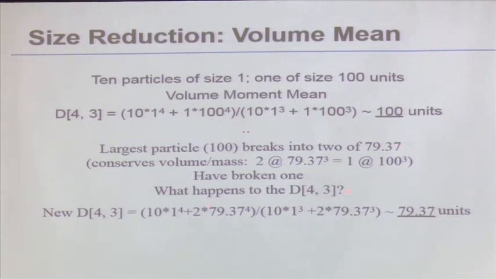What happens to the D43? It becomes 79.37. So, now it is basically decreased. It was 100 when I had 11 particles. When I have made 12 particles, the volume mean has decreased. Okay.